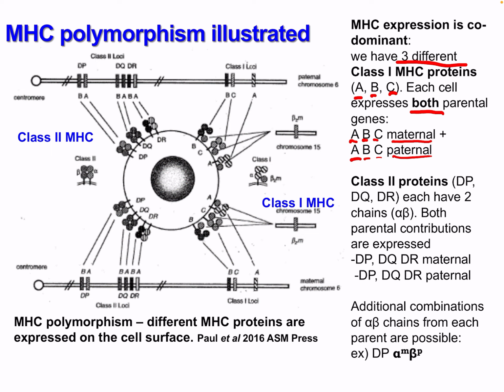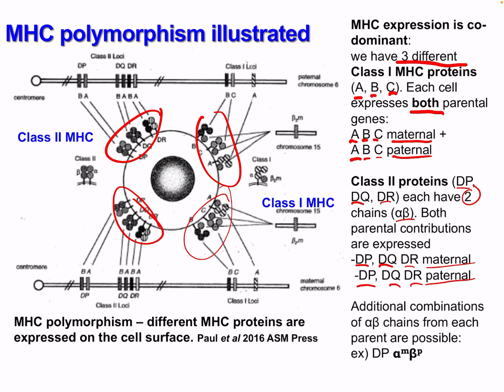The class 2 proteins, which are DP, DQ, and DR, each have 2 chains, alpha and beta. Both parental contributions are also expressed. So we have DP, DQ, and DR from maternal, and DP, DQ, and DR from paternal. So again, this allows for so many combinations. So this can be our maternal, paternal, and again, same thing. So there's a lot of options available.